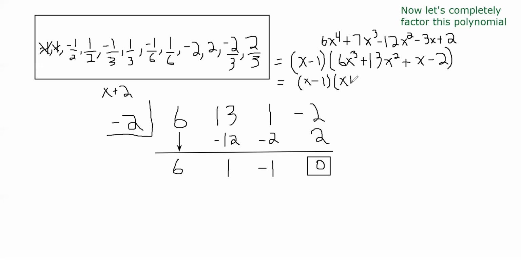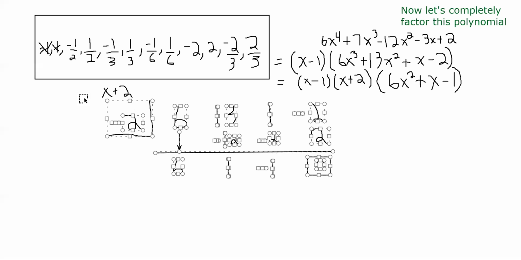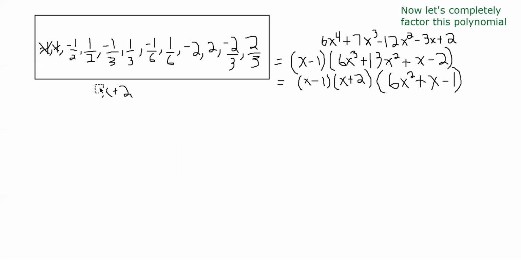x plus 2, we just factored it out. And the leftovers, we started with a third-degree polynomial. We're down to a second-degree polynomial, or quadratic polynomial. The leftovers are 6x squared plus just x minus 1. And now I can get rid of this. And now we're almost done. Now we have this quadratic.